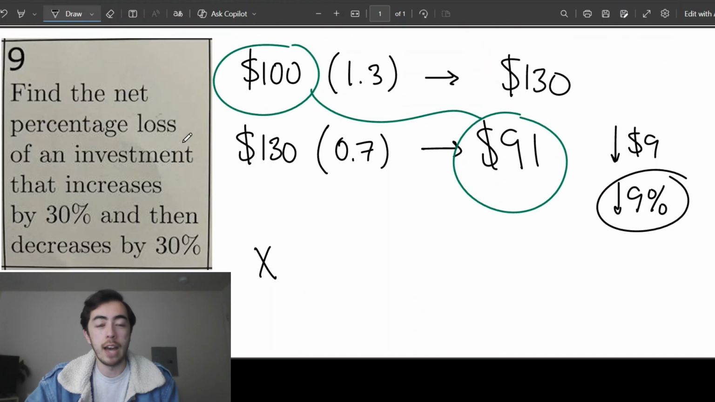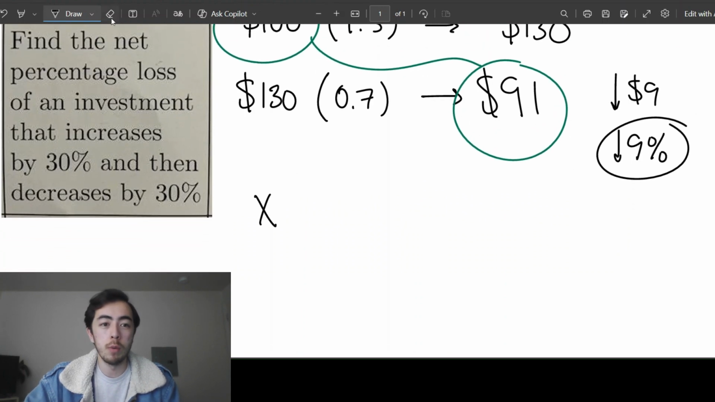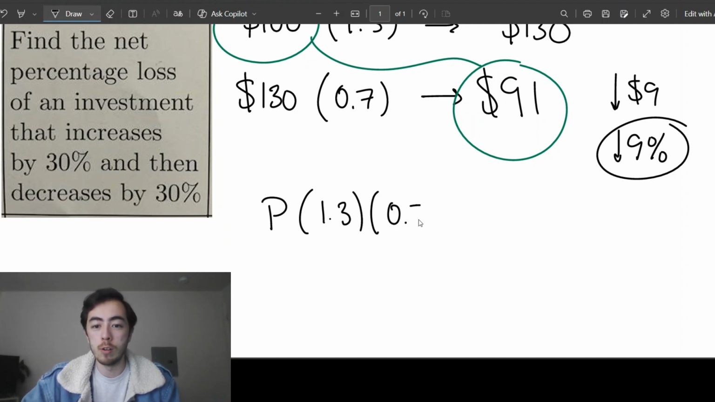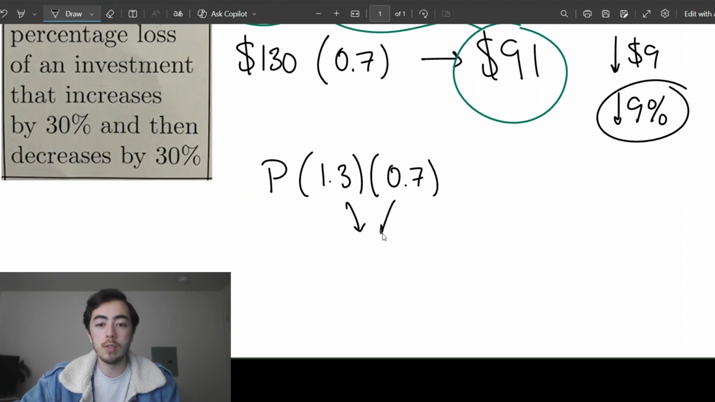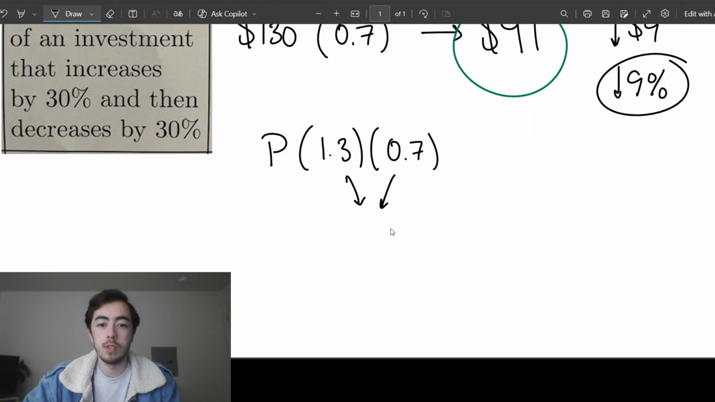Way number 2 is that we don't really need an initial value. We could just say X for our initial value, or maybe P for principal amount. And then we could do that same thing where we multiply by 1.3 for a 30% increase. We can multiply by 0.7 for a 30% decrease.